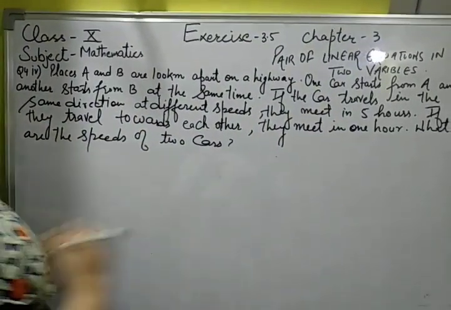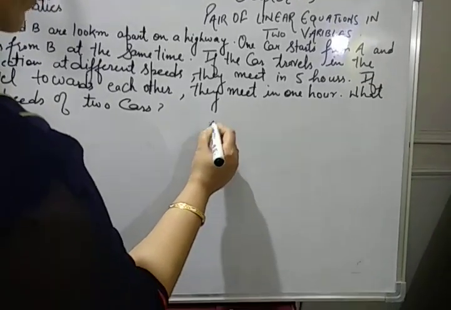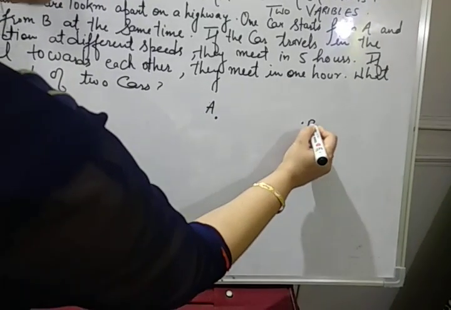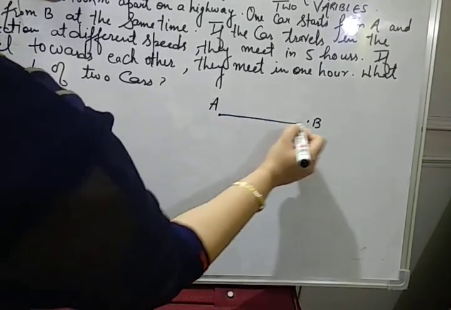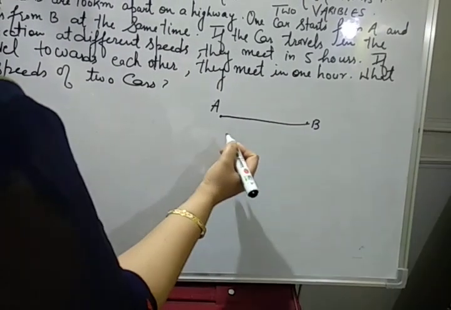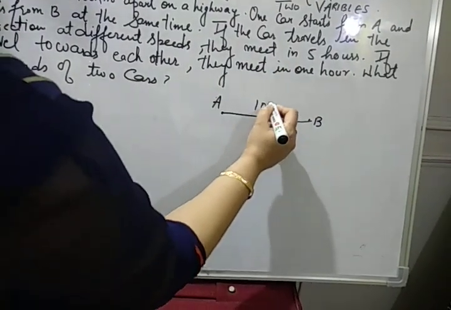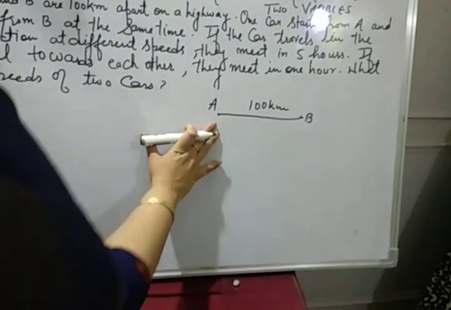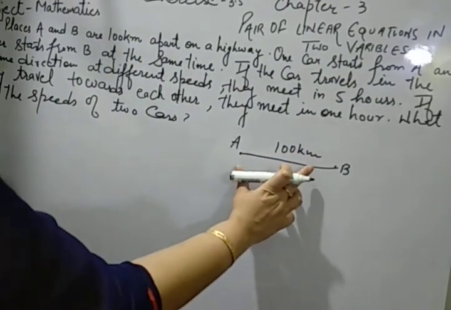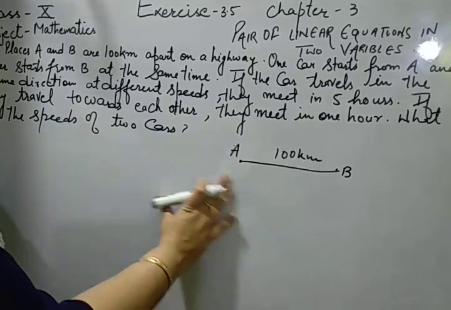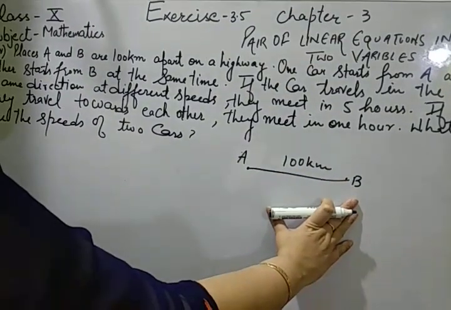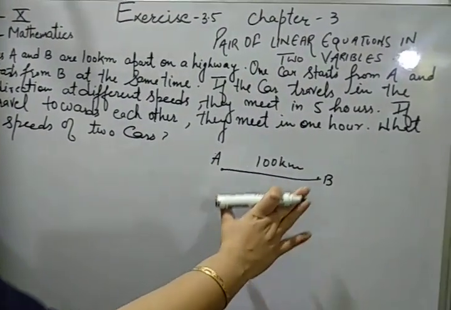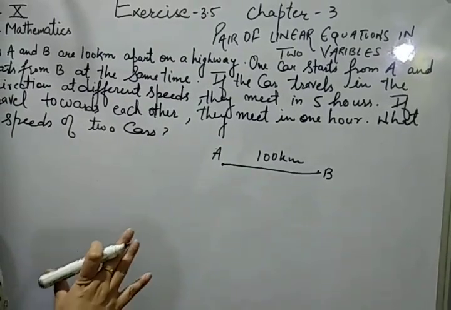Now, one car started from A and another car started from B. It is also given that these two places are 100 km apart on a highway, meaning the distance between these 2 points is 100 km. We have to find the speeds of both the cars.